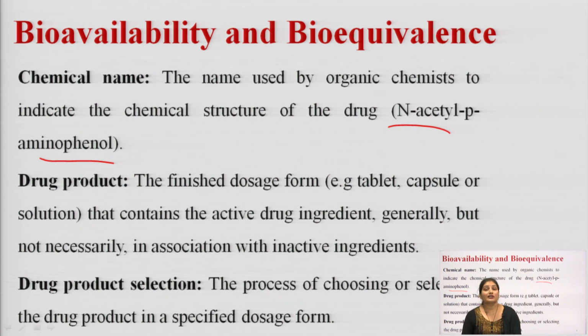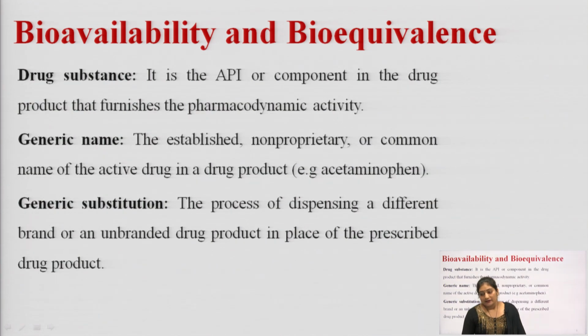Next is the drug product selection. What do you mean by drug product selection? It is the process of choosing or selecting the drug product in a specified dosage form. Next term is the drug substance. What do you mean by drug substance? Drug substance is the API, the active pharmaceutical ingredient, the component in the drug product that provides pharmacodynamic activity or therapeutic effectiveness.